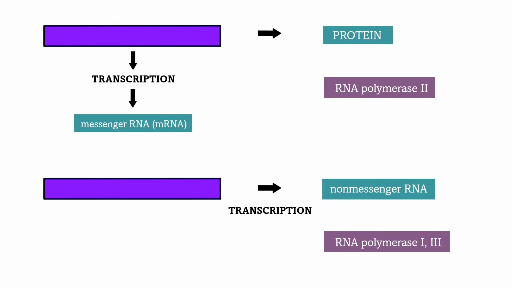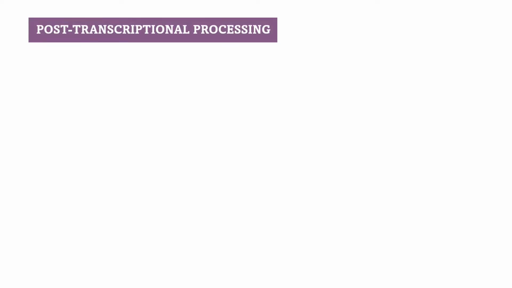In eukaryotes, transcription takes place in the nucleus because the DNA is stored there. However, translation, the process during which a protein is synthesized, takes place in ribosomes in the cytoplasm. For that reason, the RNA must be transported there. However, the RNA must first undergo the so-called post-transcriptional processing. So in other words, processing after transcription. And there are three processes that need to happen.